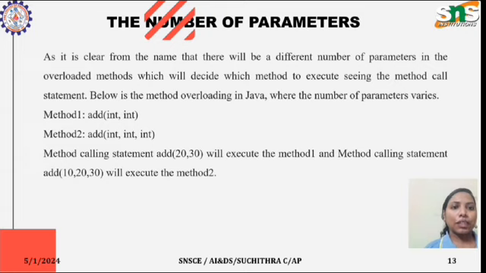As is clear from the name, there will be a different number of parameters in the overloaded method, which will decide which method to execute, seeing the method call statement. Below is method overloading in Java where the number of parameters varies. Here you can see method 1 is add(int, int). Method 2 is add(int, int, int). The method calling statement add(20, 30) will execute method 1 and the method calling statement add(10, 20, 30) will execute method 2.